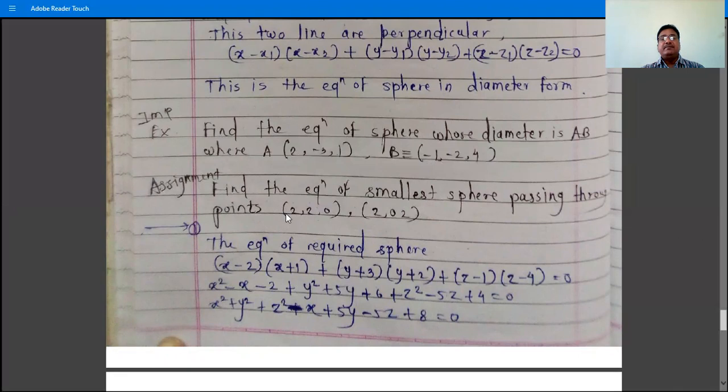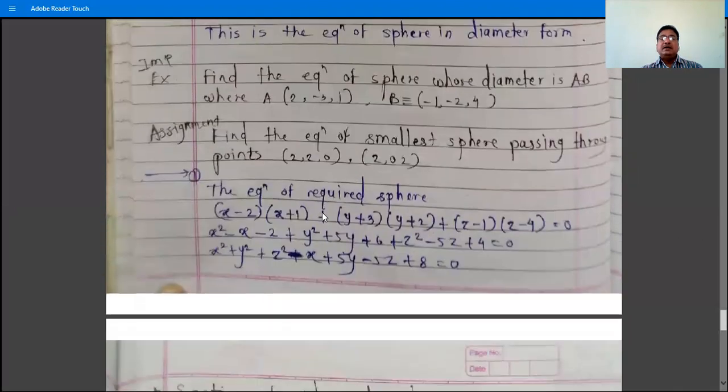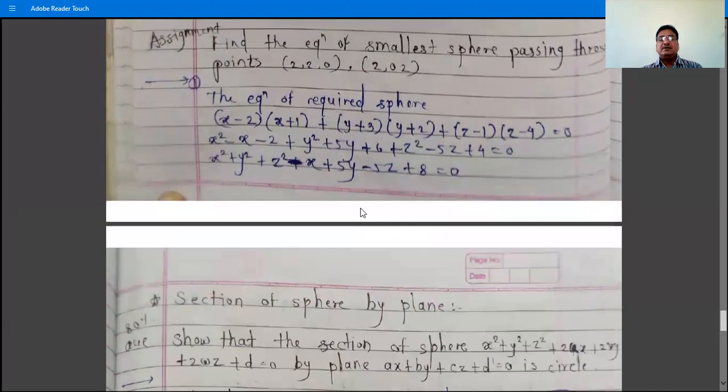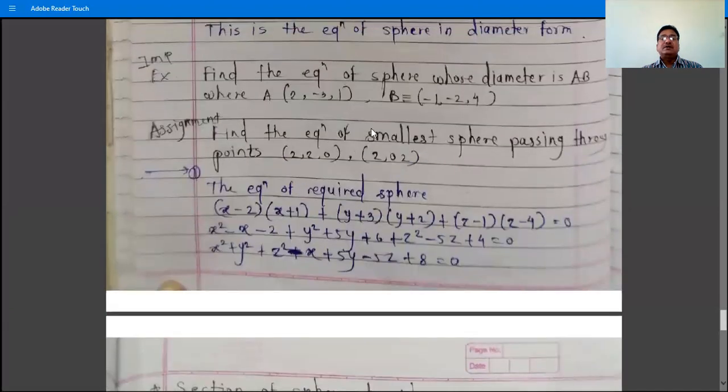So it is one and the same: find the smallest sphere passing through two points, or find the equation of the sphere whose diameter has end points (2,2,0) and (2,0,2). Same question, same answer, right? This is a problem for assignment. That is right. The equation of the smallest sphere passing through these two points is what?